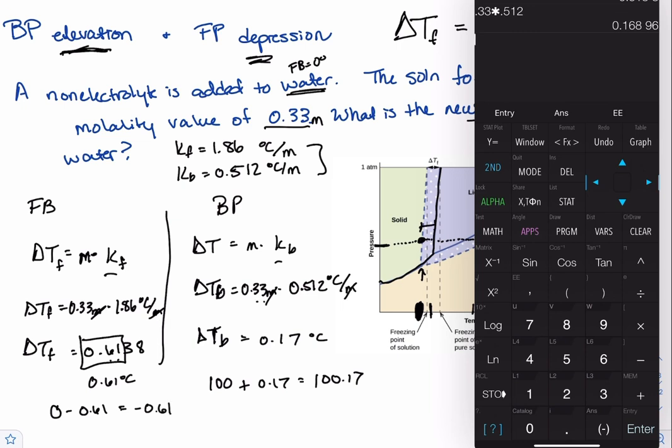So in these problems, I would just recommend be really careful on what you're reading. Most of the time, you aren't solving for TF, delta TF, or delta TB. You're actually solving for the final boiling point. So you have that extra step in there.